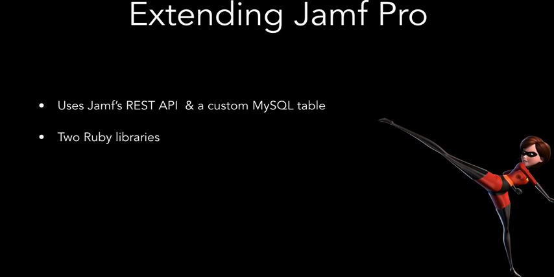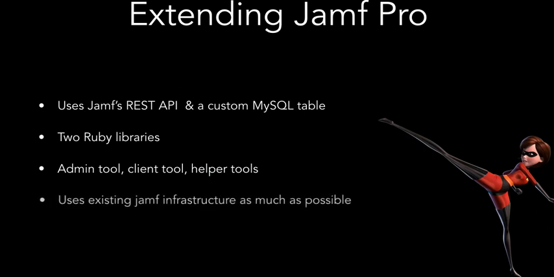It uses two Ruby libraries. It's all written in Ruby. It uses ruby-jss, which I'll get to next. Ruby-jss is an interface to the API, and it's got its own D3 library. It comes with an admin tool called D3admin, a client tool called D3, and several helper tools.